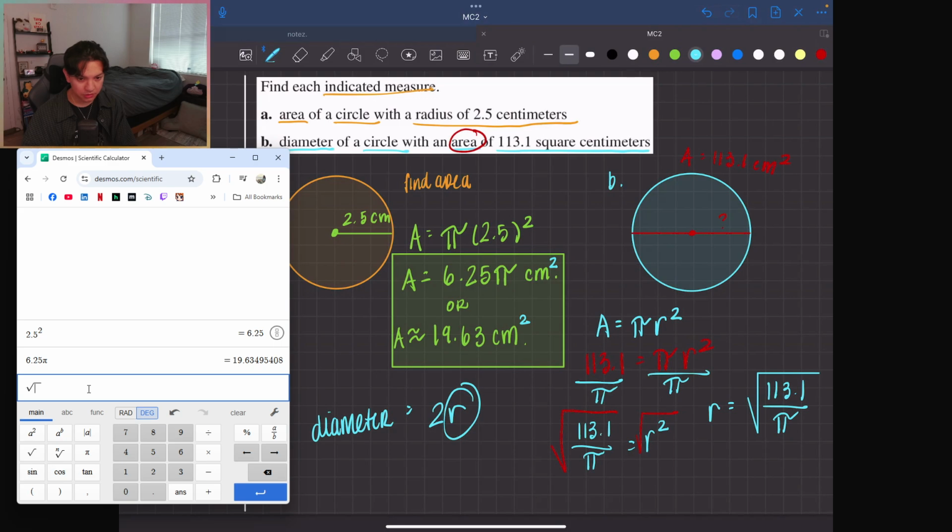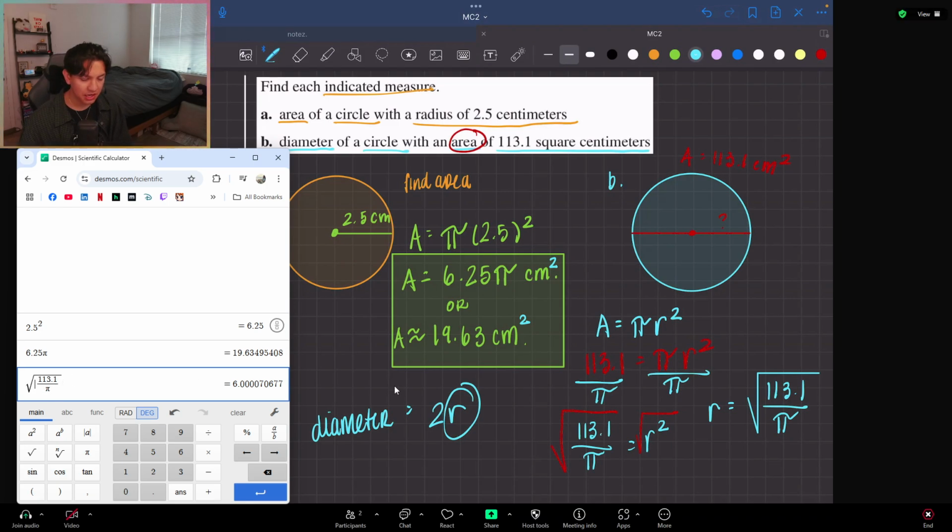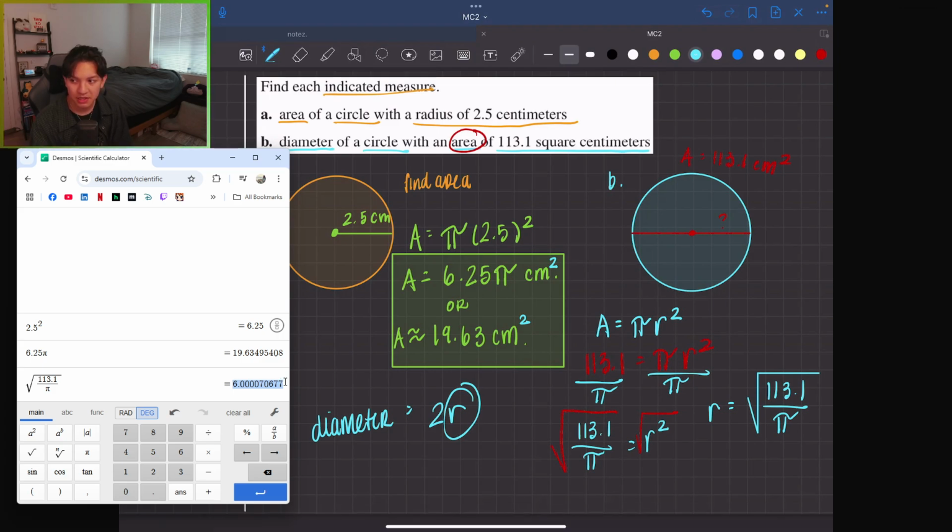Let's go ahead and pop that into a calculator to see what we get. So the square root of 113.1 over pi. If you're going to put this into a calculator, make sure that you put parentheses so you can solve for this first and then you can square root it. But regardless, make sure the syntax is correct. And we get approximately 6 over here. So now this is the radius. So let's approximate it to 2 decimal places. So the radius is just 6 centimeters here.